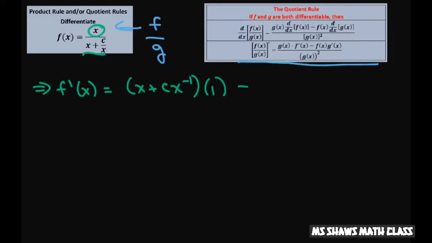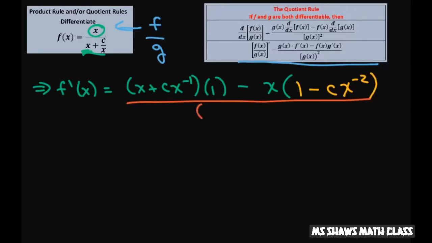Minus, now you copy your numerator and take the derivative of the denominator. So if you take the derivative of that, that's going to be 1 minus c x to the negative 2, because you have to subtract 1. Remember, c is just a constant. It could be any number. All right. Now we're going to divide all of that by x plus c divided by x squared. We'll just leave that like that.